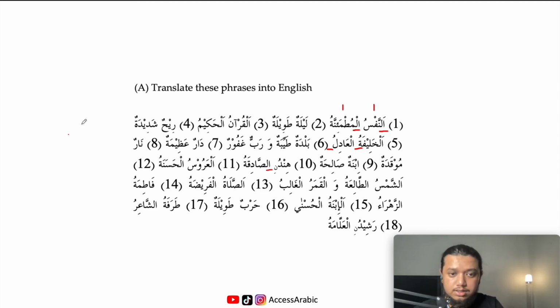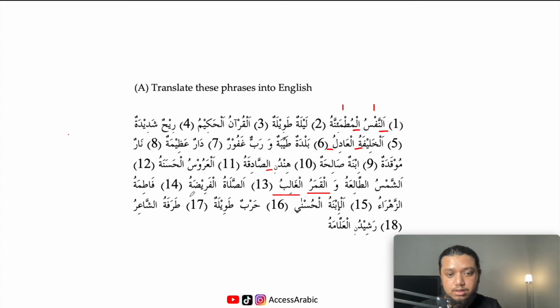Number 11 is al-arusul hasana, the good bride. Number 12, ash-shamsu at-tali'ah wal-qamarul ghalib. This means the rising sun and the dominant or the overpowering moon. Al-qamar is the moon. So qamar means moon, and ghalib means dominating or overpowering.